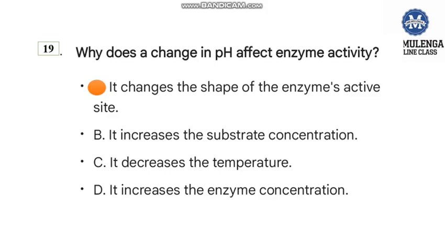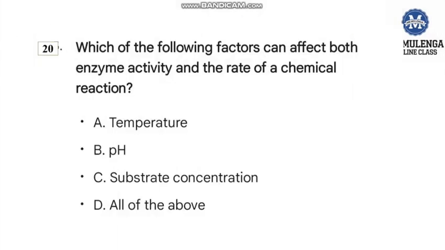So we now move on to our last question, and this is our question 20. Our question 20 reads, which of the following factors can affect both enzyme activity and the rate of a chemical reaction? A, temperature, B, pH, C, substrate concentration.